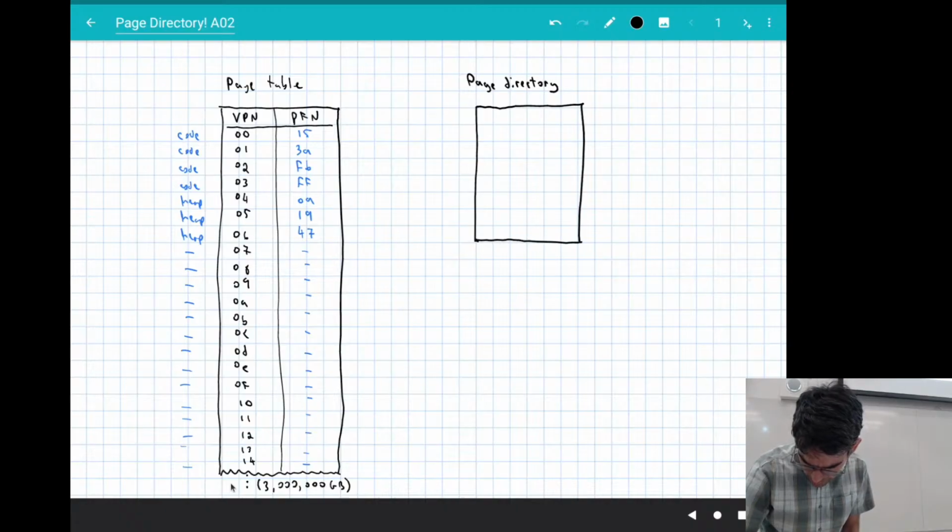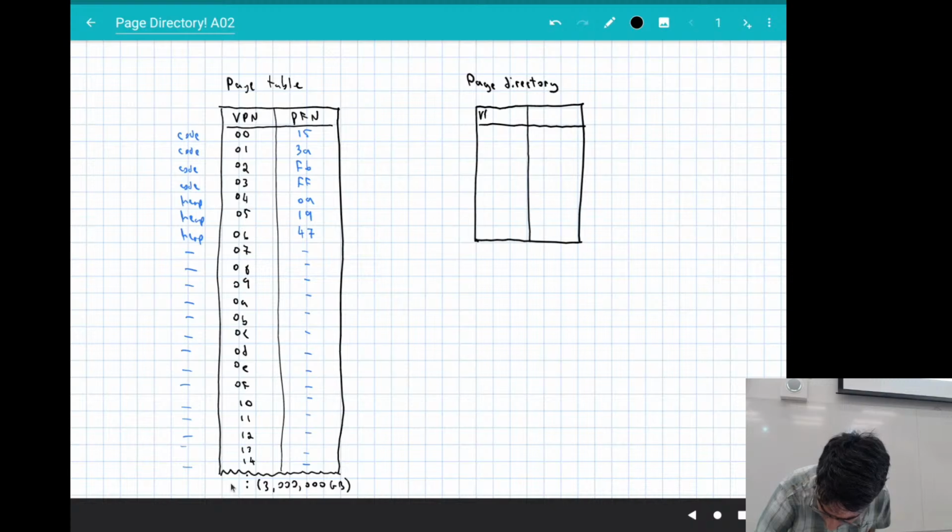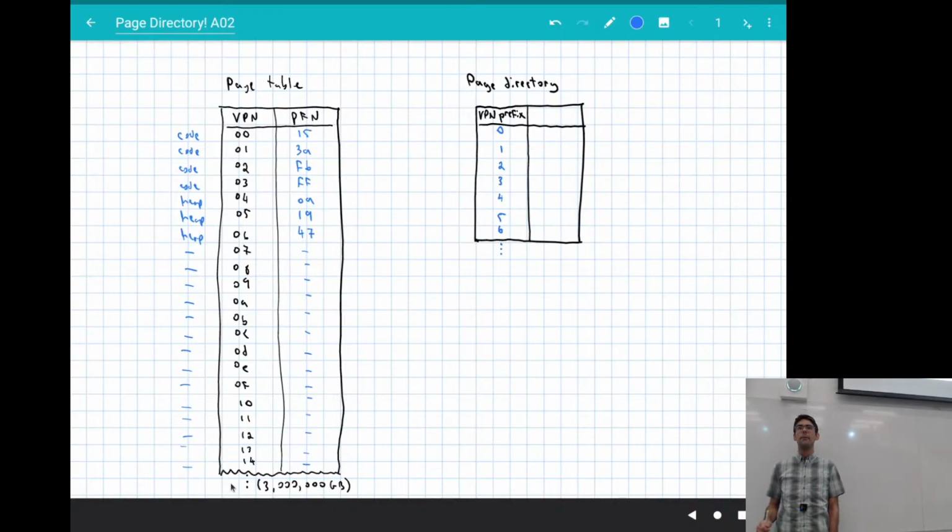It is still a table, but on the left side of my table, the thing that I'm going to use as an index for this, I'm not going to put the VPN itself, so not just the virtual page number, but the prefix of the virtual page number. And I'm going to put values in here like 0, 1, 2, 3, 4, 5, 6, and then... There's going to be more entries after this, but I'm going to limit it to just having one digit be the prefix of my table.